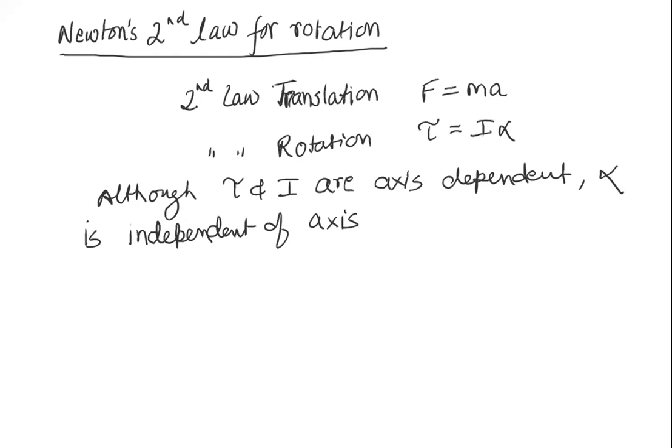So the correct proof is a bit lengthy and it involves a lot of concepts which we are not going to discuss right now. So please remember that whenever we apply torque is equal to I alpha, we are going to get different values of torque. We are going to get different values of I for different axes. But alpha always remains the same.